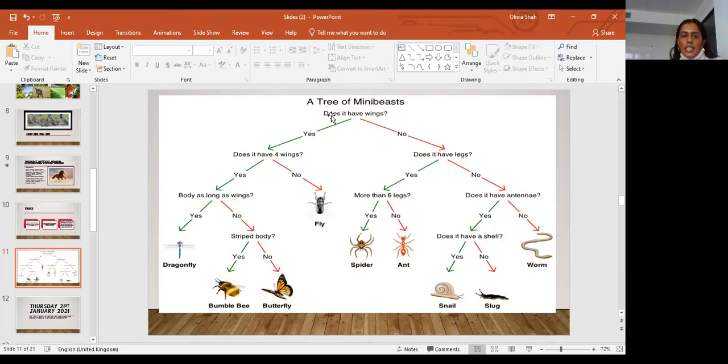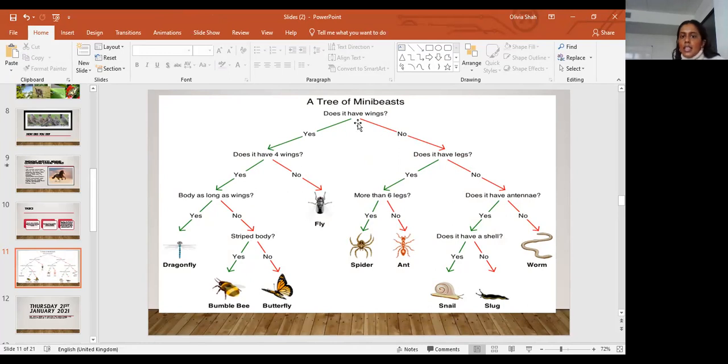So does it have wings? Yes. Does it have 4 wings? Yes. Body as long as wings? Yes, it's a dragonfly. Does it have wings? Yes. Does it have 4 wings? No, so it's a fly because a fly only has 2 wings. Does it have wings? Yes. Does it have 4 wings? Yes. Is its body as long as its wings? No. Is the body striped? No, so it's a butterfly. Yes, it's a bumblebee.